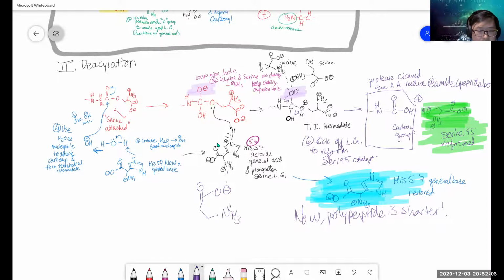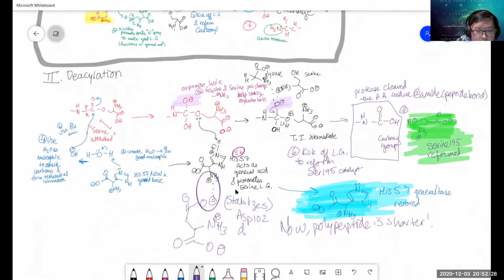It's one down, that's how I remember it. There's a carbon in the middle, and then there's a carboxy group of this. So remember that this was stabilizing. Yeah, so remember this aspartate stabilizes.